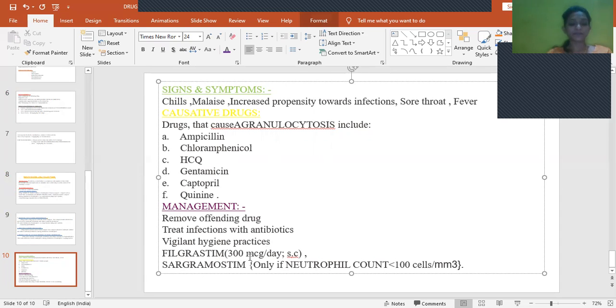And then filgrastim 300 mcg per day subcutaneous can be given in order to treat this. And sargramostim can be given only if the neutrophil count is very much less than 100 cells per mm cube. Only in that condition we have to go for treatment with sargramostim or filgrastim. So these are the drugs we'll be using for treating drug-induced agranulocytosis.